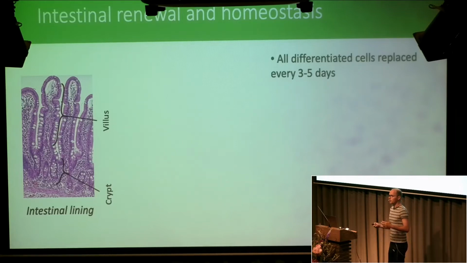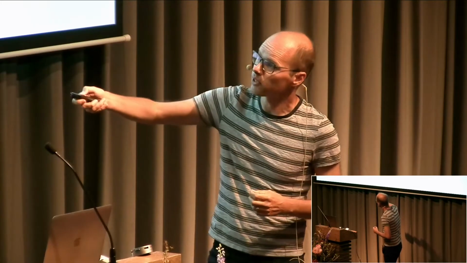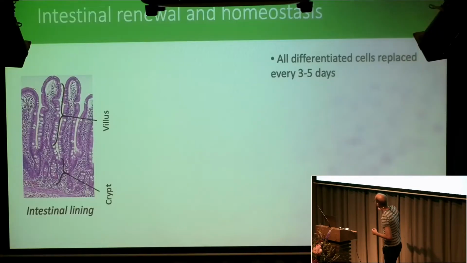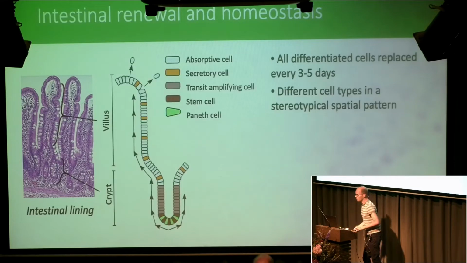But what is striking about these cells is that they only live in our bodies for 3 to 5 days, and after that they are renewed. And they're constantly renewed by a small population of cells that sit in these hidden structures here called crypts, and they renew all these cells.